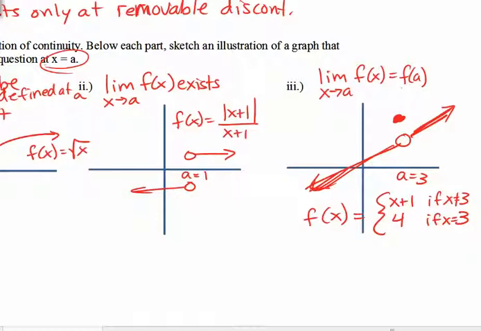So f of 3 would be equal to 4, and our limit here would be equal to whatever this value is, 3 plus 1, so 4. So in this case, 4 would be equal to 4. Oh, why did I say that? I guess I happened to choose exactly the wrong numbers. Go figure. All right, let's try that again. f of 3 is 5, so here the limit is 4, and it does not equal 5. Sorry about that. All right.